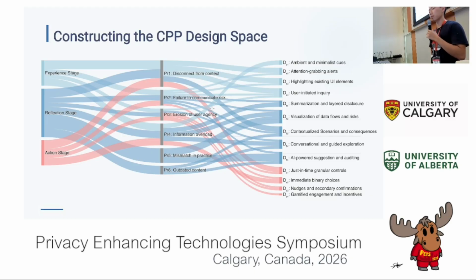Firstly, for the contextual privacy design space, we synthesized the users' and experts' designs into 6 problems that contextual privacy policy can solve, and we mapped them into 13 designs, connecting them to 3 stages, which form a Sankey diagram, potentially helping designers and users to better design and comprehend contextual privacy policies.